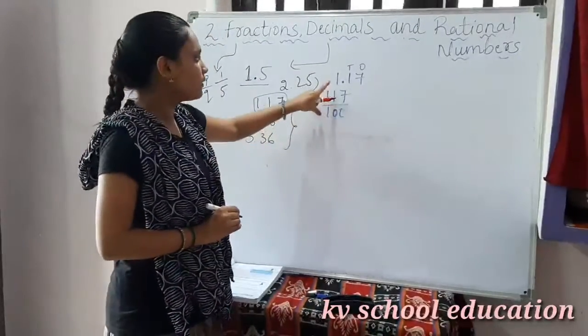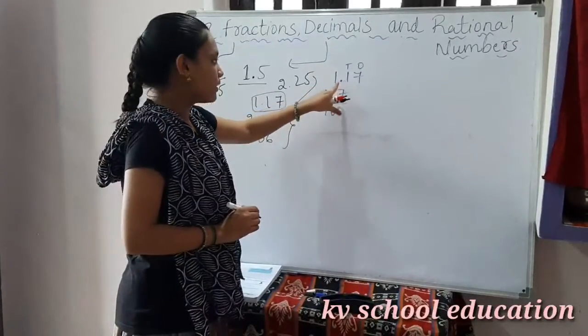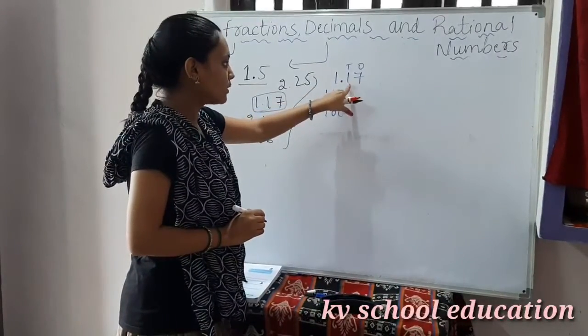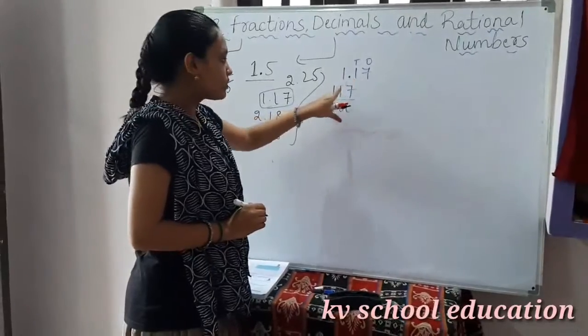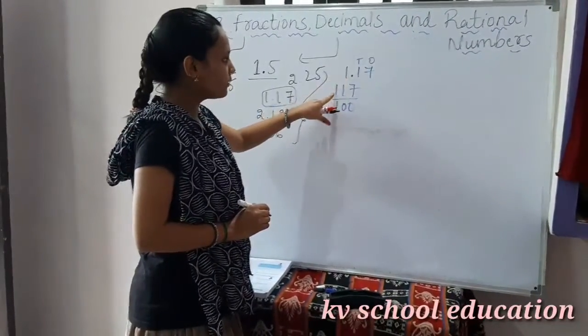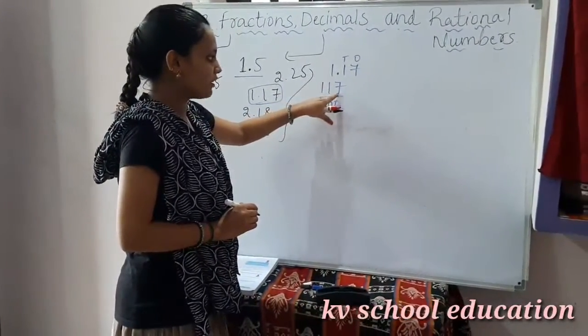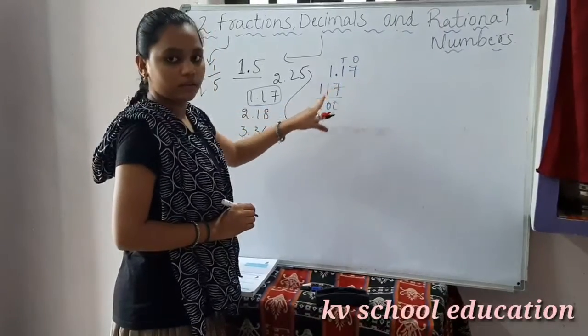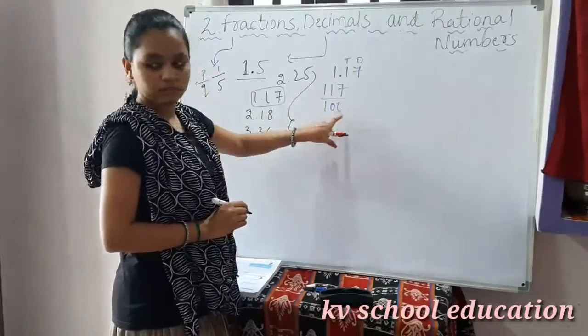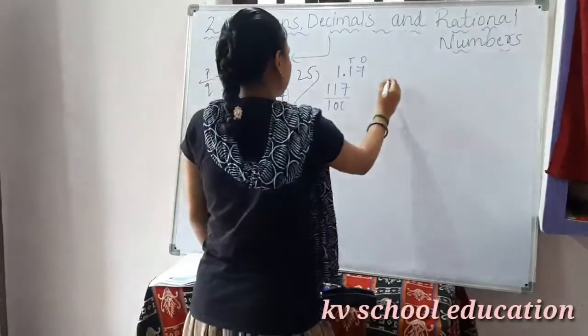Once again I repeat, 1.17. Here the point is after the 2 digits, 1 2. So we should remove the point and directly write 117 by 2 digits. We should take 2 zeros, 1 and 2. And then I will take one more example.